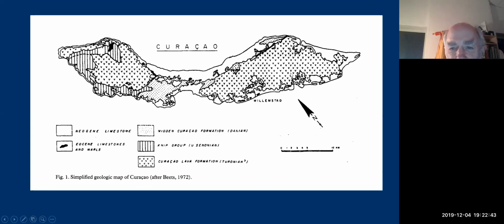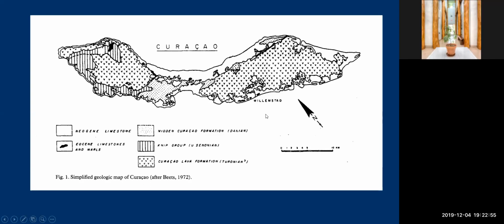You know, there's the city. Where is my farm? Is it on the V's? Is it on the whites? Is it on this Midden Curacao? I would guess that most people are on the lava formation, and then a few are on the Midden. Let's see, no one is on the line.